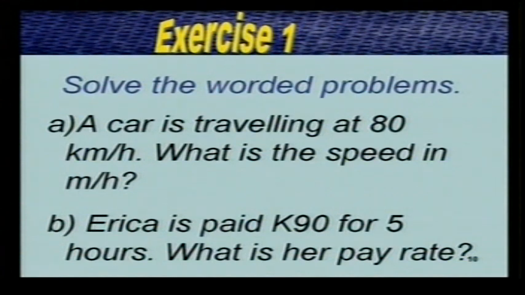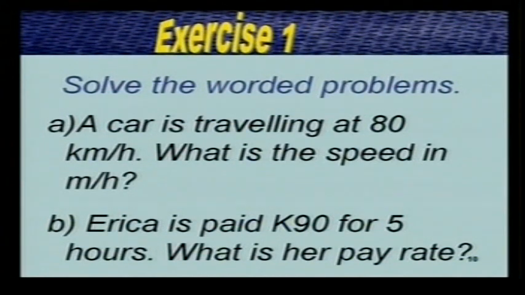Okay, this one. Is it the way to work it out? This one is just like that one day, remember? 90 kina for 5 hours. What is her pay rate or fixed rate? 18 kina per hour. 18 kina per hour, yeah. Okay, so that's what you did. Very good. Okay, 18 kina.